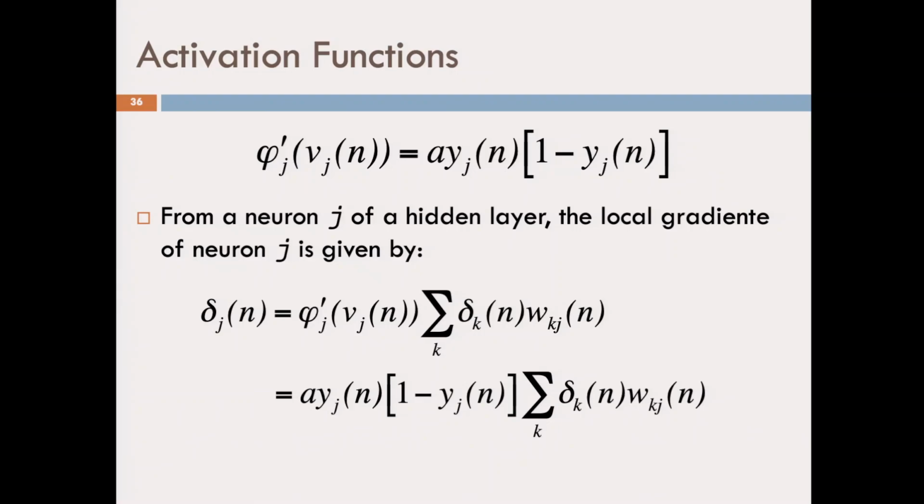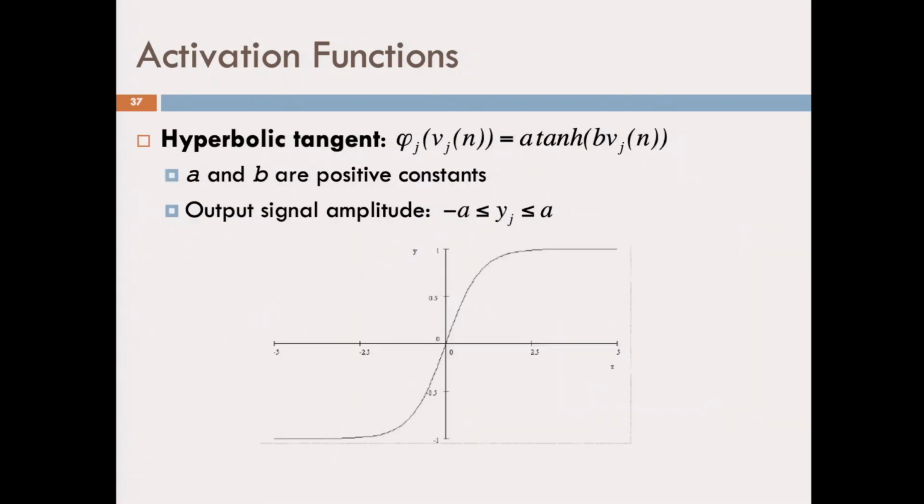If the neuron is in the hidden layer, then the local gradient of the neuron is given by this formulation that we saw already. This is the local gradient for the output layer, and this is the derivative of the activation function in the hidden layer. So we know the derivative here. We just multiply the derivative by the local gradients in the layer ahead. Okay, nice.